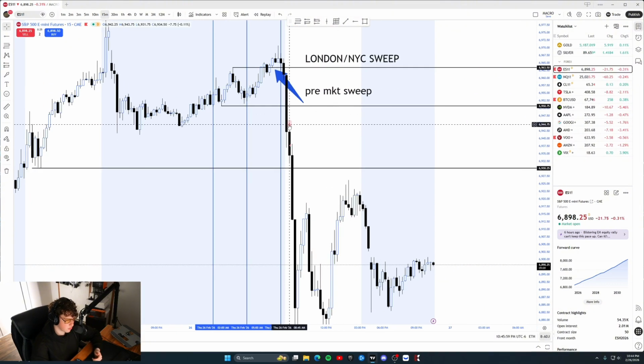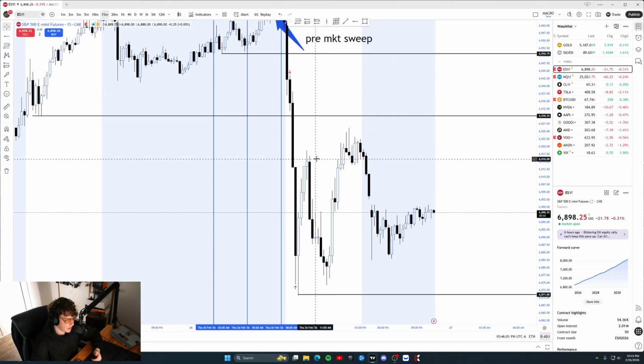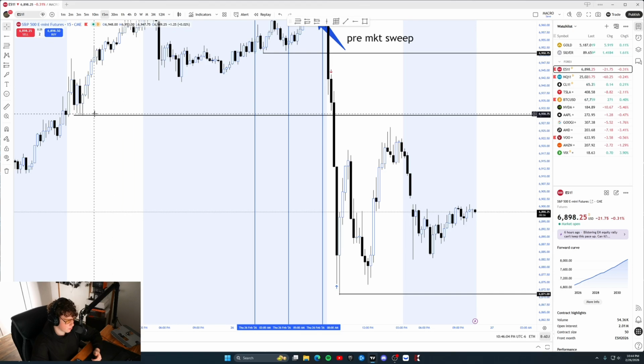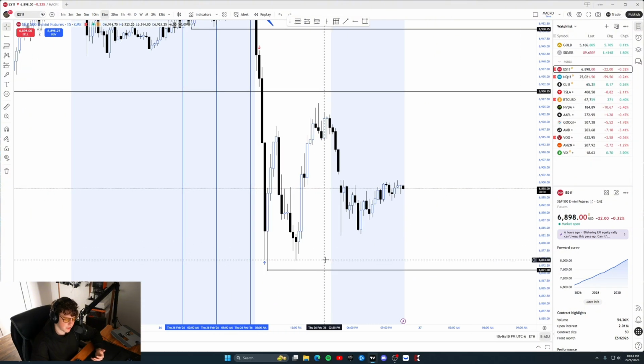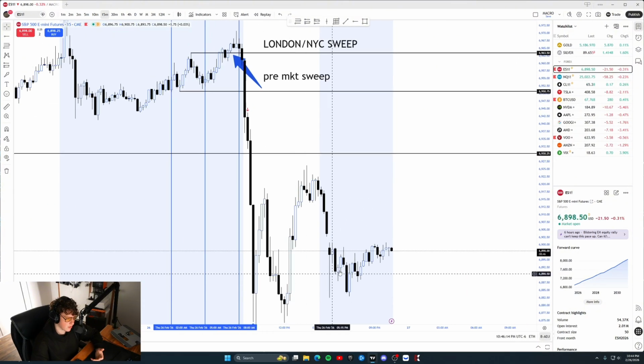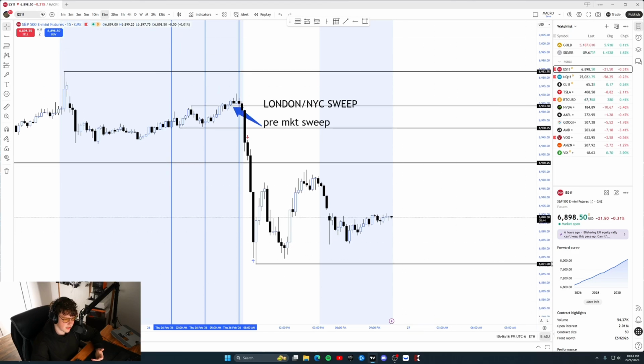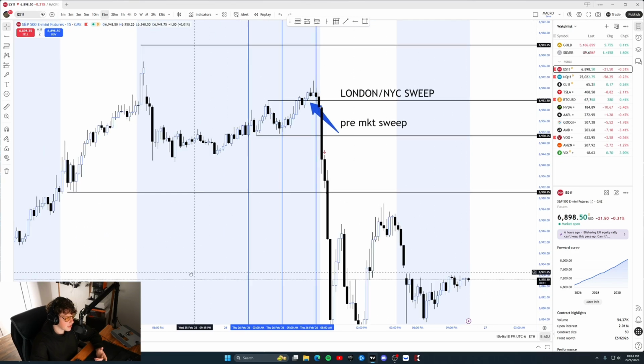I enter right here, and I was targeting this, but then I just saw it keep on ripping downwards, and I pretty much just held the trade all the way until you see my exit right here. So I know it probably does look like a lot, but it's pretty much not.